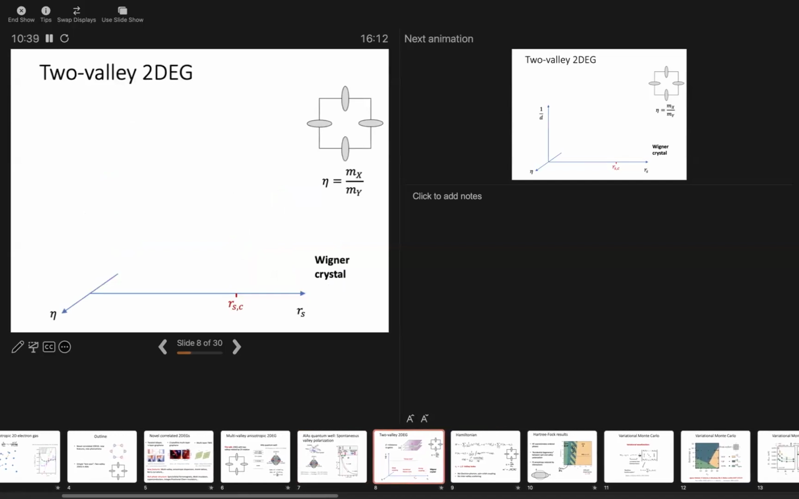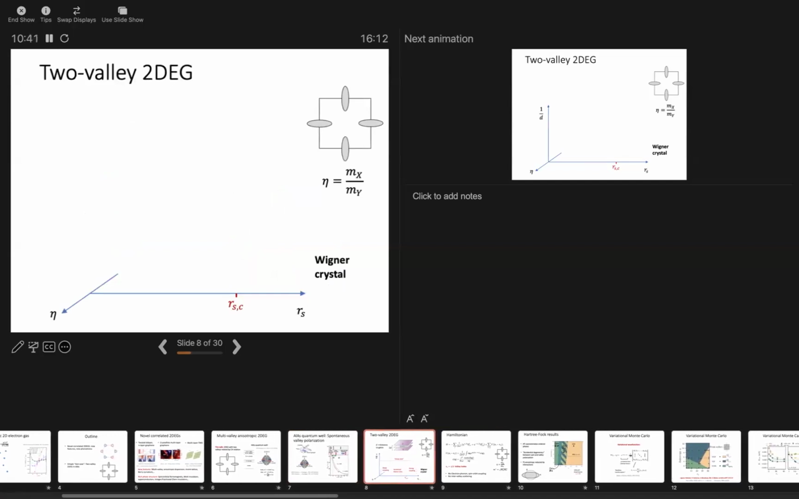Okay, so as a theorist, what we like to understand is to map out the phase diagram of the system. The isotropic electron gas had only one parameter, which is Rs. Here we have two parameters: both Rs and eta, which is the mass anisotropy, the ratio between the effective masses in the x and y directions. So we'd like to map out this two-dimensional phase diagram.